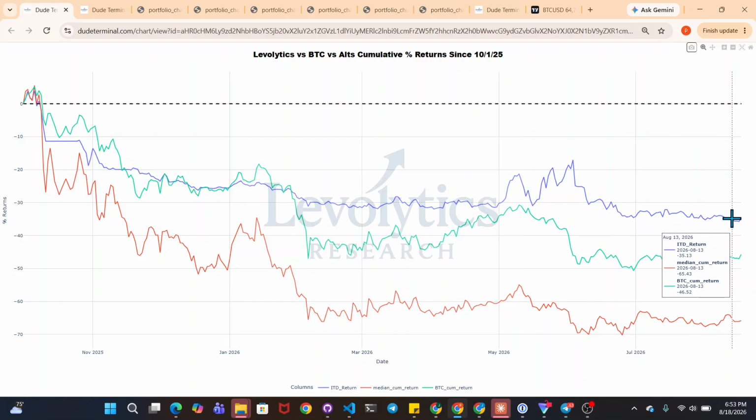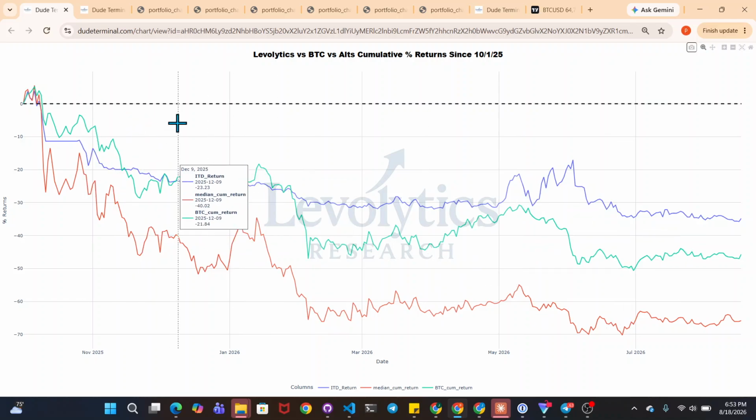Unfortunately, the market has effectively been down only since October 1st, 2025. Levelytics launch was basically the ultimate sell signal, as some of my friends like to joke with me. Since then, the Levelytics book is down around 35%, BTC is down 46%, and altcoins are down around 66%. Because it's a long only momentum driven strategy, naturally the strategy lost money during the bear market.